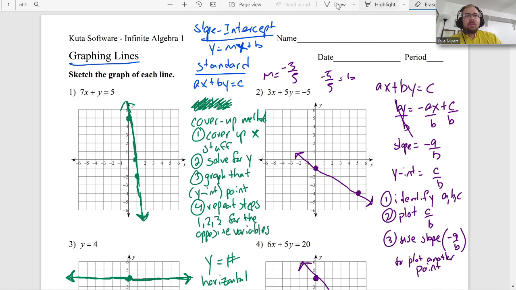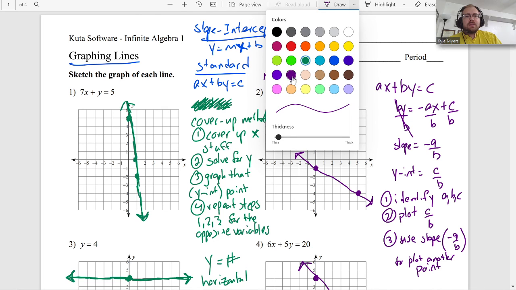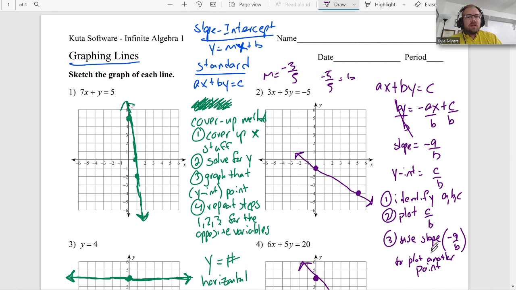So if we use the other method real quick, what we would do is we would just say that A, B, and C are 7, 1, and 5. So the y-intercept is going to be 5 over 1, so 5. And then the slope is going to be negative 7 over 1. So negative 7 is a slope of negative 7 over 1. So that's why we had to go down 1, 2, 3, 4, 5, 6, 7, and then over 1 to get to that point right there.